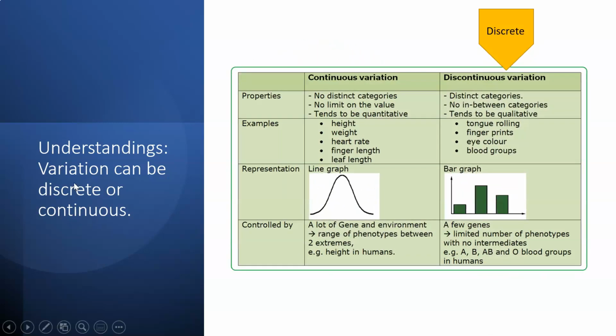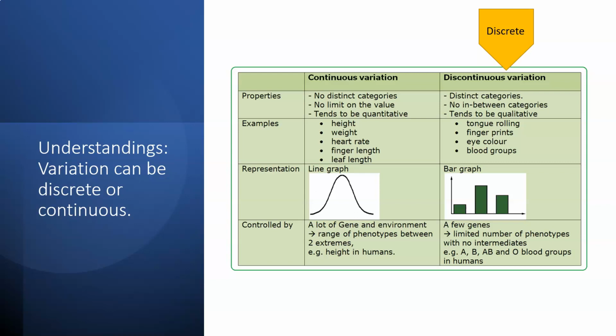We've got two different types of variation. Some of these words will remind you of maths. We've got discrete or continuous variation. Now, discrete can also be called discontinuous, just so you know there are different terminologies. However, in IB, we do say discrete, not discontinuous. Some examples for continuous: height, weight, heart rate, finger length, leaf length. Like in maths, these are measurements. There's not a distinct category, there's no limit on the value, and it tends to be quantitative.